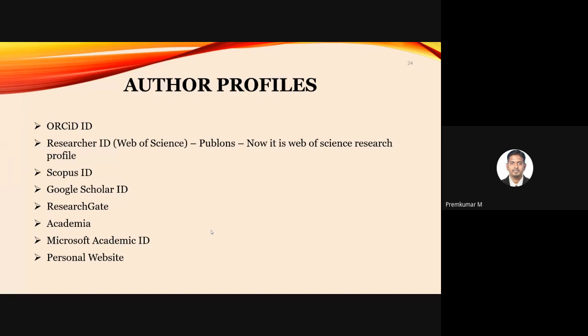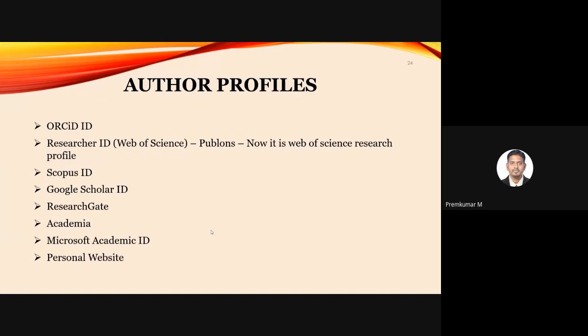Okay, and you see the ORCID ID is there. ORCID ID is a unique ID for the author. This is useful for the metadata, and it is also useful for the indexing. Nowadays, this ORCID ID is mandatory even for the submission, so you have to create it. And the Researcher ID is given by the Web of Science.